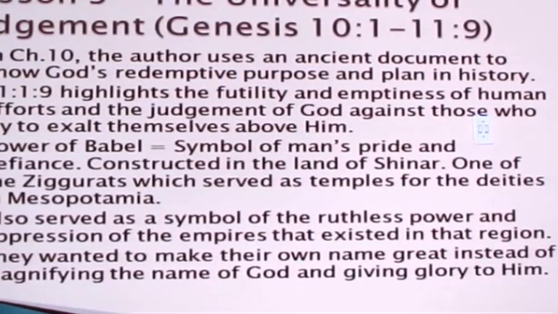You have the Tower of Babel here, which is a symbol of man's pride and defiance. It's constructed in the land of Shinar, and it's also called a ziggurat, one of the ziggurats which served as temples for the deities in Mesopotamia. But the Tower of Babel also served as a symbol of the ruthless powers and oppression of the empires that existed in that region. They wanted to make their own name great instead of magnifying the name of God and giving glory to Him. And that's not new only at that time.